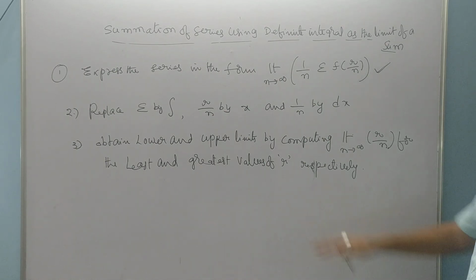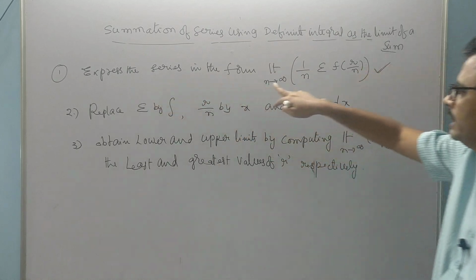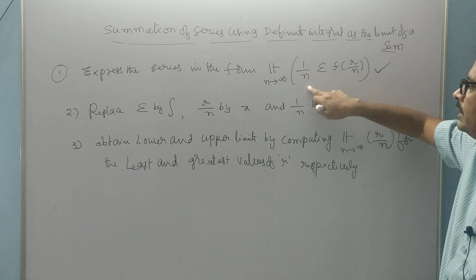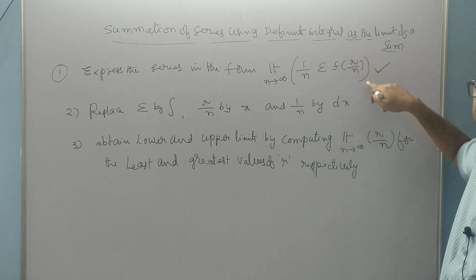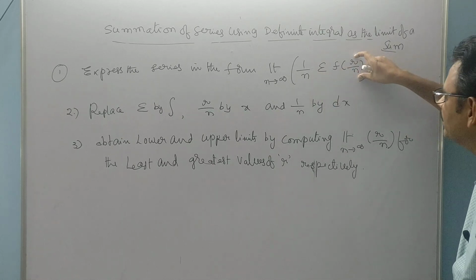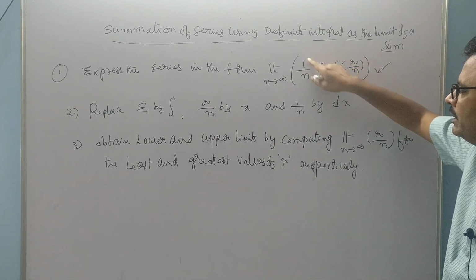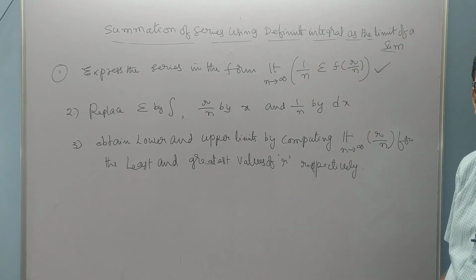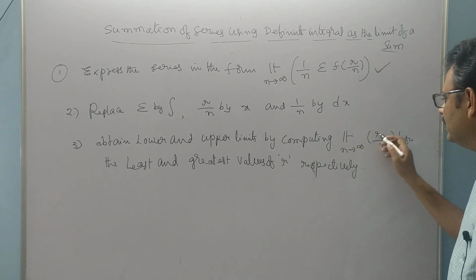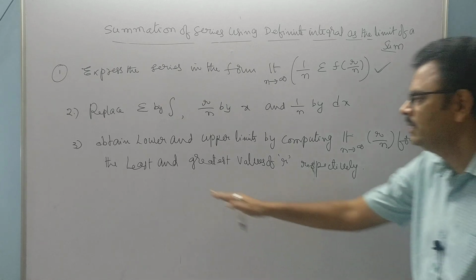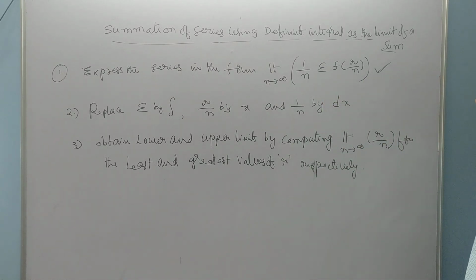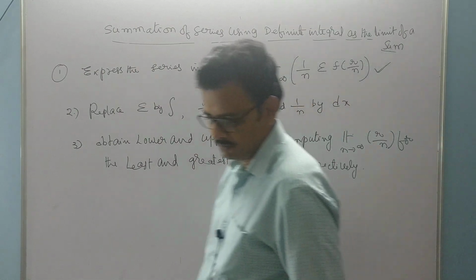Express the given series, first point, in the form of limit of n tends to infinity 1 by n into sigma f of r by n. In place of sigma, you write integral. In place of r by n, write x. In place of 1 by n, write dx. And find the limits by taking limit of n tends to infinity r by n for the least, that means lower limit, and the upper limit. Just write it down.